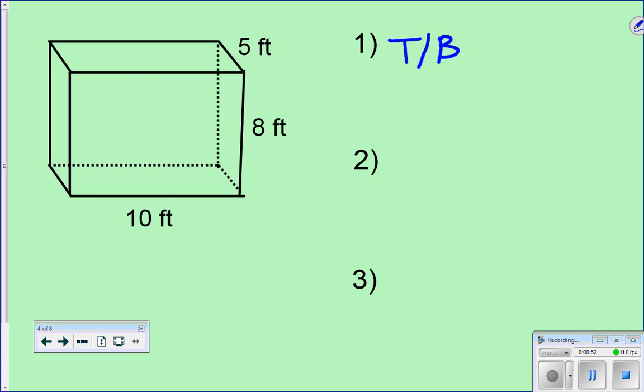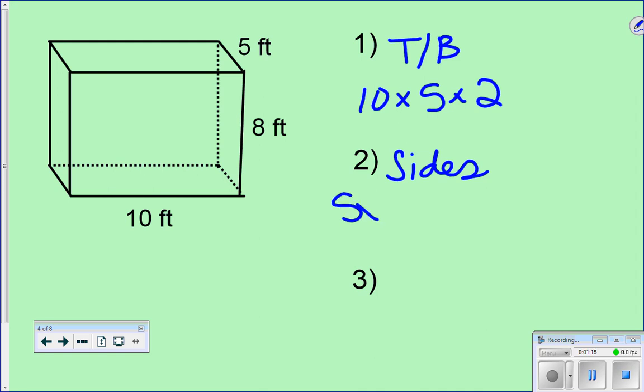Okay, so let's just talk about the top and the bottom. What are my dimensions of the top and the bottom, or just one of these two things? 10 by 5. And why am I going to multiply by 2? Because there's two of them, the bottom and the top. Very good. Now if I do the sides, what are my dimensions of my sides here? 5 and 8. Very good, because 5 and then 8. So 5 times 8. I got to take this times 2. Yep, because there's two sides.